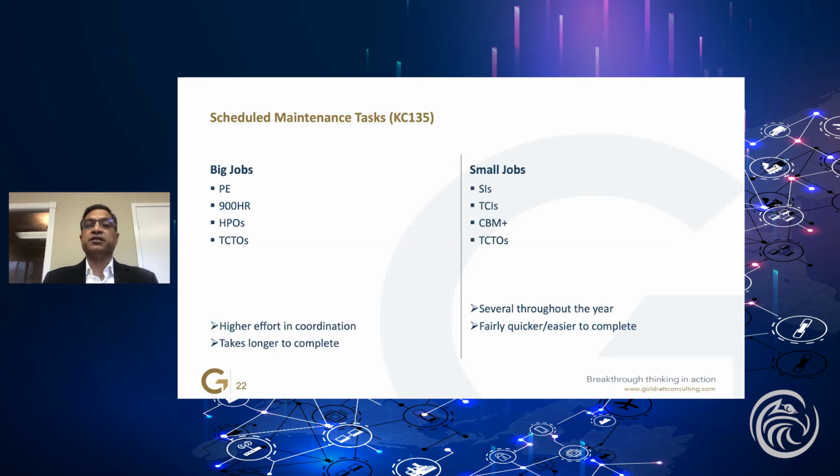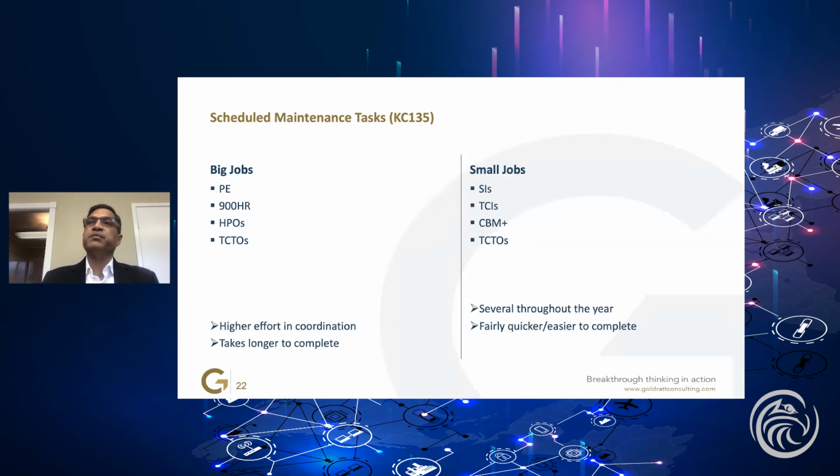Like in the case of KC-135, you had a PE or ISO inspection that used to take 30 days. Now they take 12, 13 days. A 900-hour inspection, which used to take 3 days, now takes 24 to 36 hours, and so on. And you have all these big inspections. And then there is a whole bunch of small inspections called SIs or multiple inspections, TCIs, time control, some CBM plus activities, TCTOs can be big or small.